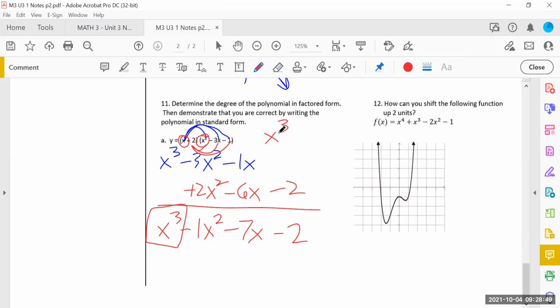So what's the end behavior of this going to be? So it's like a y equals x cubed graph. So what's the end behavior going to be though? Low, high for an odd positive.